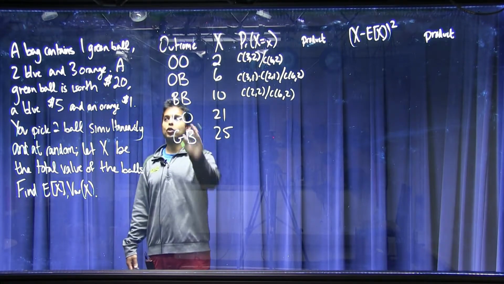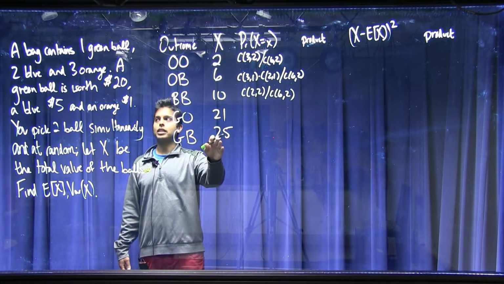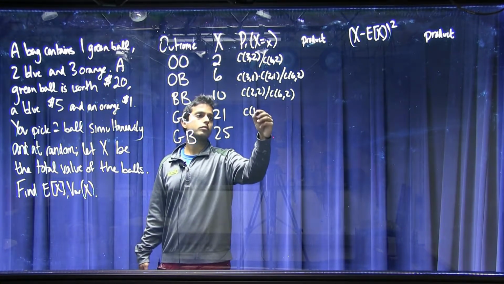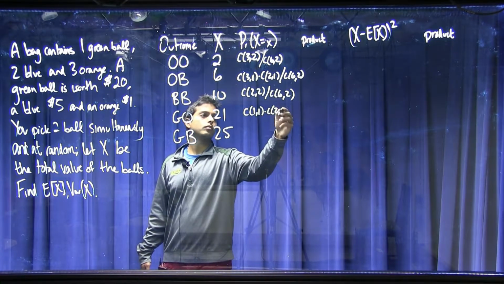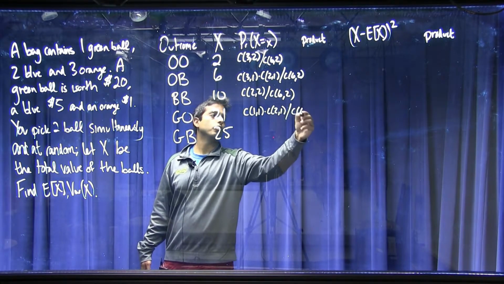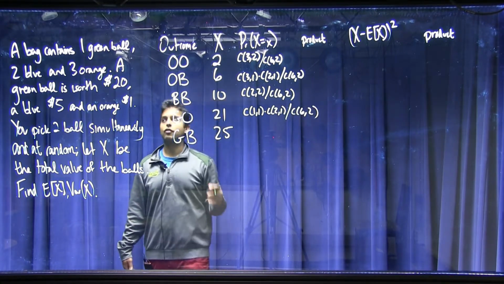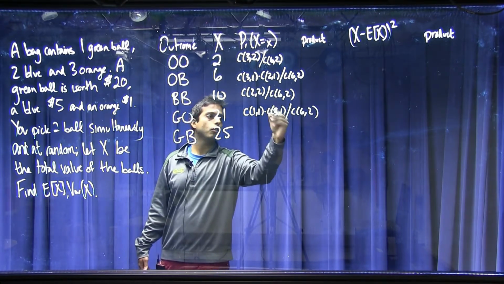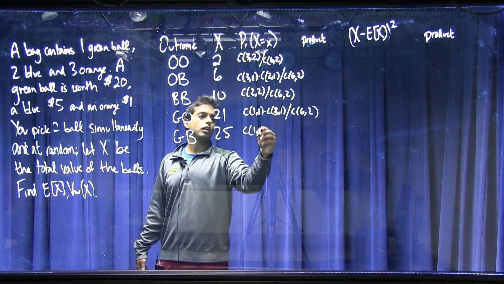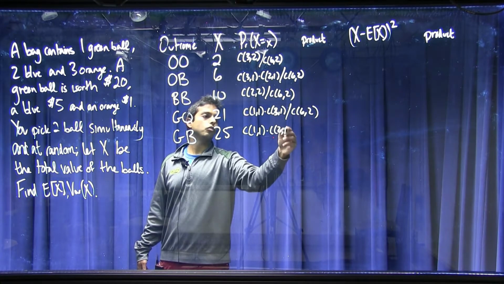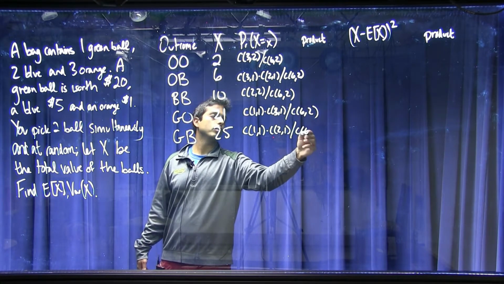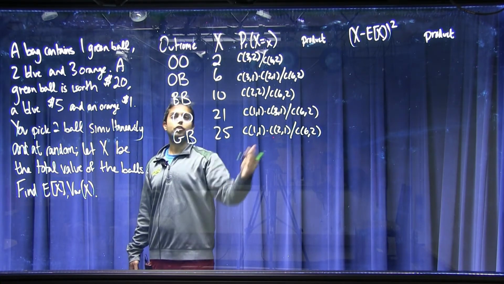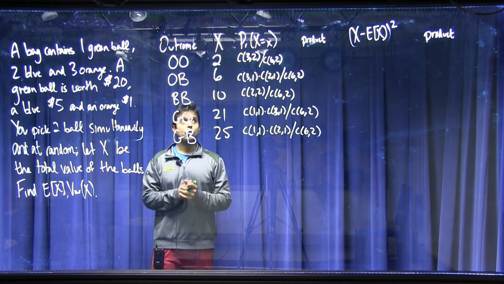Alright, if I get a green and an orange, well then from the greens I need 1, and from the oranges I need 1. And the denominator is still the same. And finally for a green and a blue, I have C(1,1) times C(2,1) divided by C(6,2). Right, I need the 1 green and I need 1 of the 2 blue. Alright, so those are my probabilities.